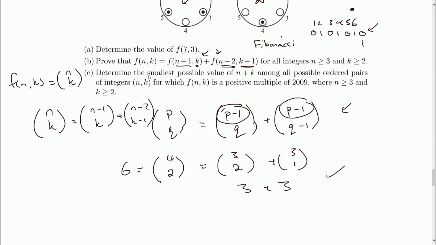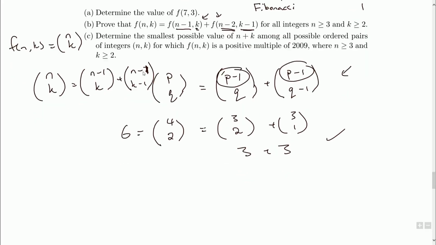So it's something like that. It's off. This should be a 1, not a 2, but it's something similar. And so maybe with B we have to do binomials or something like that. And then C part, determine the smallest possible value of n plus k. Now I'm thinking maybe there's an expression like this for f(n,k).